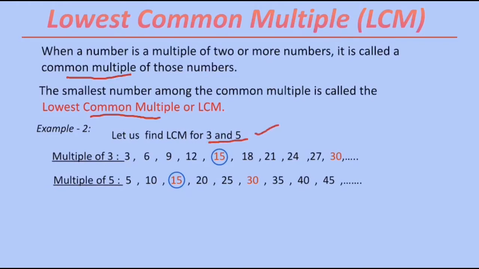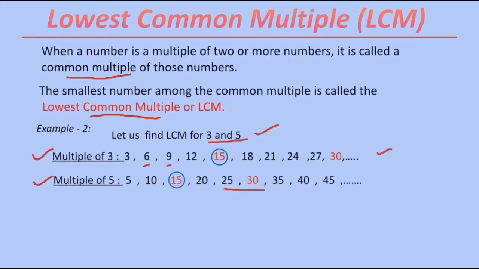In this method, we have to write the multiples of the given numbers. Now we will write multiples of 3. As you already learned, multiples of 3 are 3, 6, 9, 12, 15, 18, 21, 24, 27, 30 and so on. Now multiples of 5 are 5, 10, 15, 20, 25, 30, 35, 40, 45 and so on.